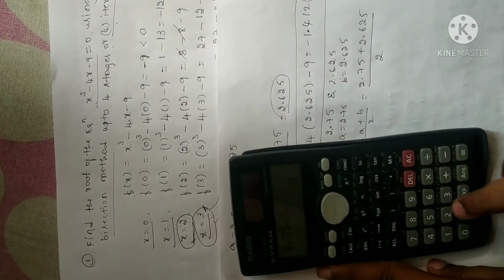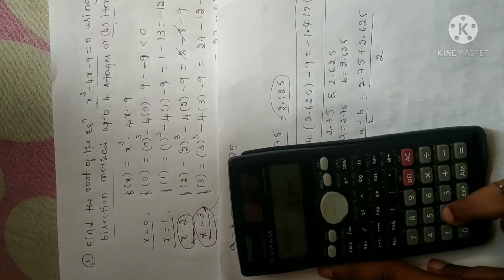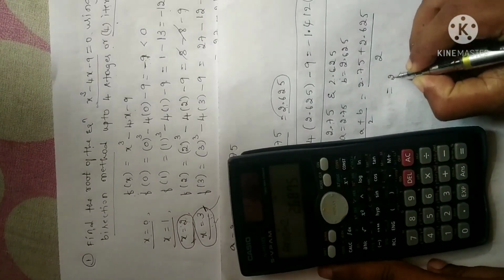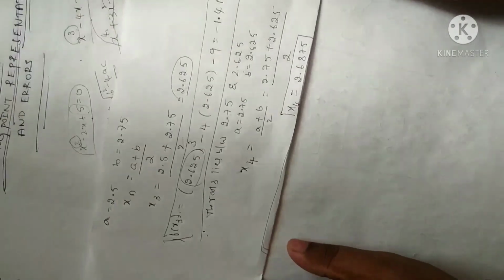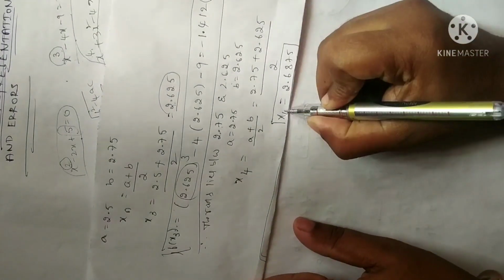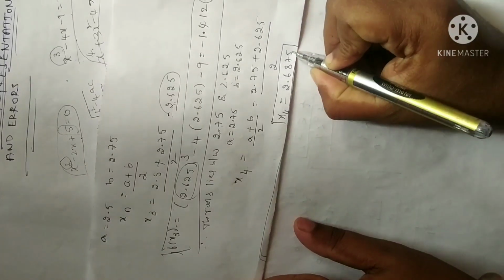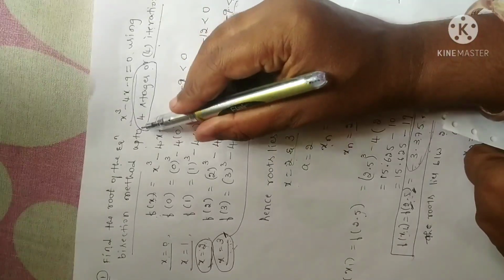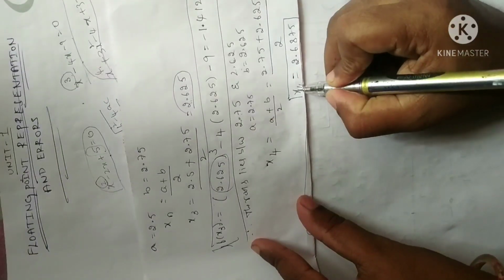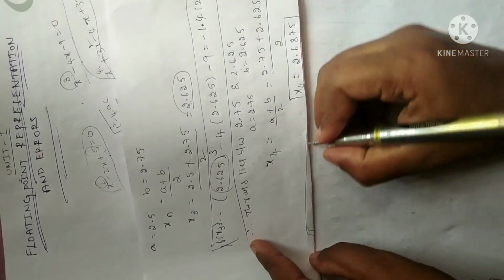2.75 plus 2.625 divided by 2. What you're going to get is 2.6875. So I have got the x4 value as 2.6875. Now look at the problem. What they asked is we have to find up to 4 stages. So I have obtained the value of x4.